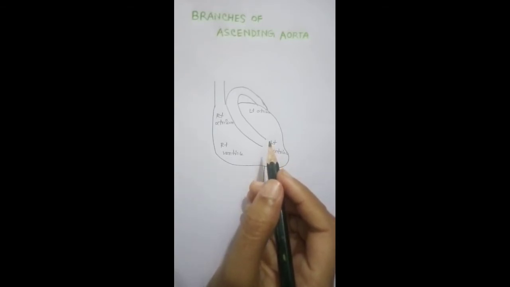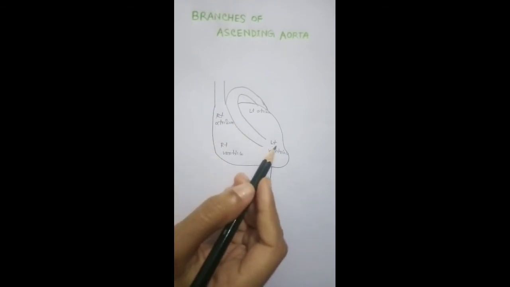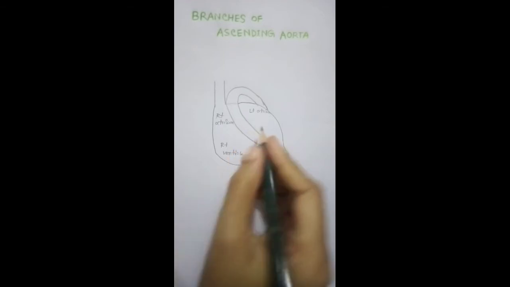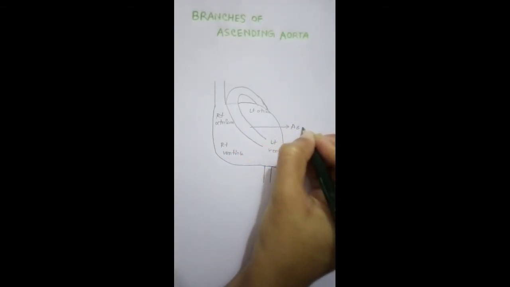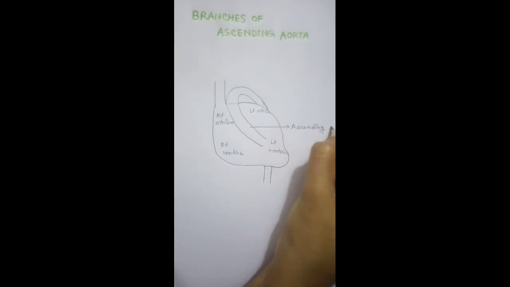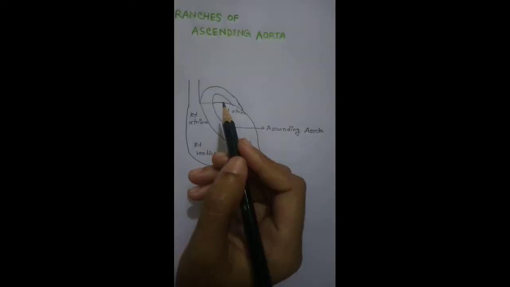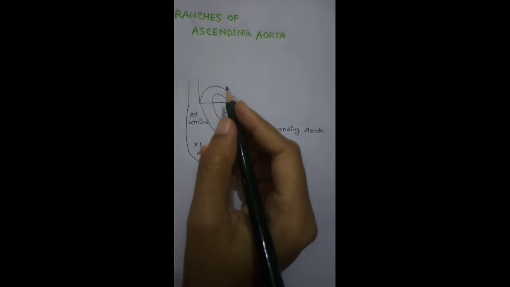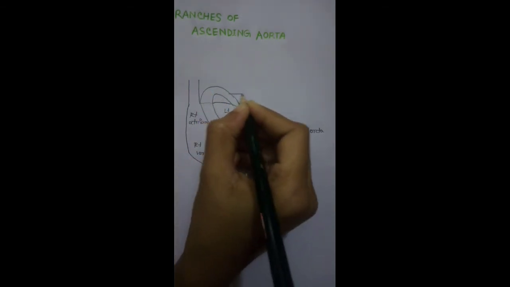Now, what are the parts of aorta? The part which arises from left ventricle up to this mark, covered by pericardium, is called ascending aorta. And the part which arches over the heart is called arch of aorta, and this is the arch of aorta.